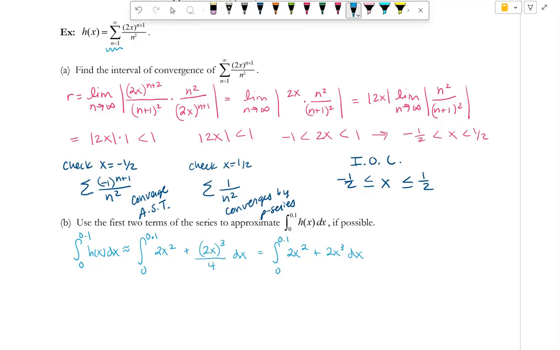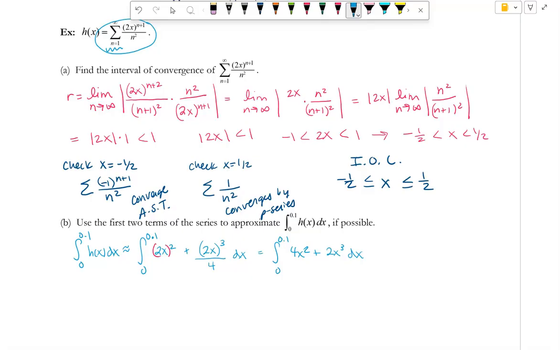And now when we do this, oh, you know what? I made a mistake over here. This 2x should have been in parentheses. So this should be a 4x squared. Sorry, my bad. As I just illustrated, be careful when you're plugging in values to get your terms in the series. All right, so we should have 4x squared plus 2x cubed.